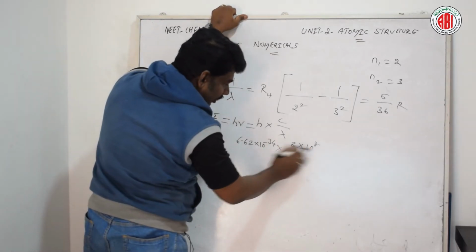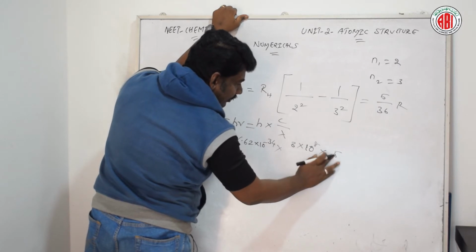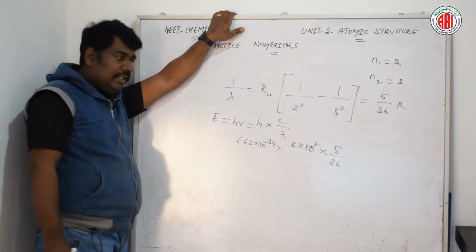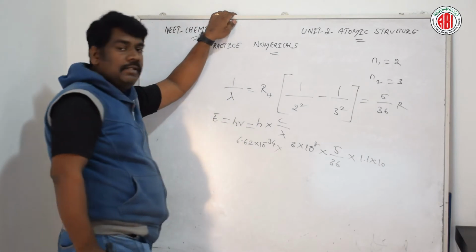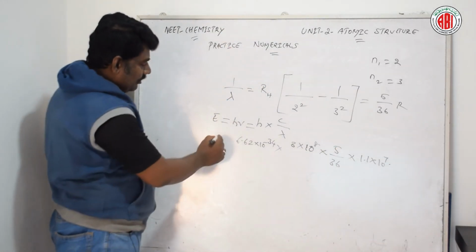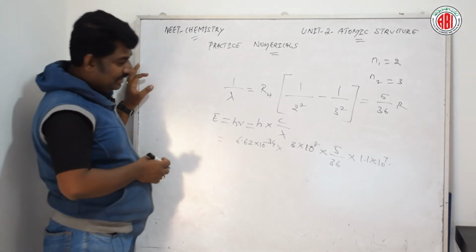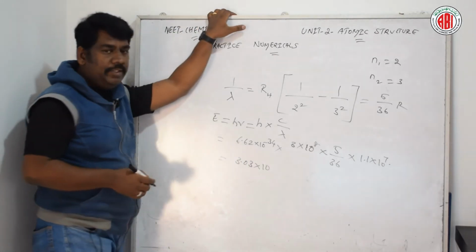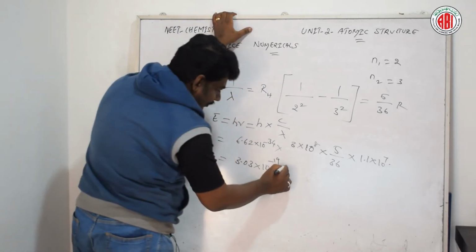Okay, so into 5 by 36, into 1.1 into 10 to the power of 7. Simplifying this, we could get the value of E, that is nothing but 3.03 into 10 to the power of minus 19 joule per atom.